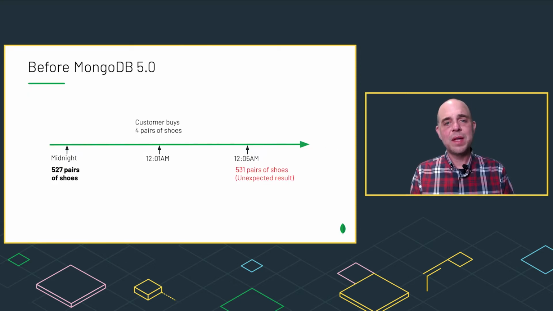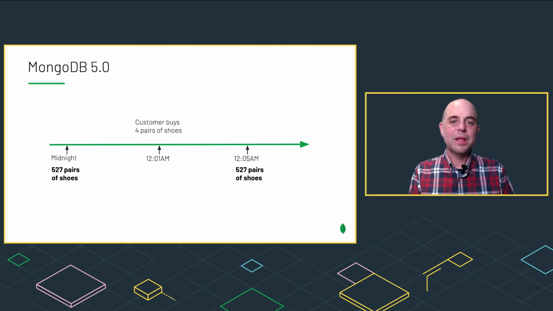Before 5.0, let us see what would occur. At midnight, I start my daily sales query. Let's assume my daily sales number is 527. At 12:01 a.m., a customer completes an order buying 4 pairs of shoes. My long-running query completes after running for 5 minutes. But my results are not what I would expect. The results happen to include the sale that occurred when the query operation was still running. This query could return either 527 or 531 pairs of shoes, so my results are uncertain.